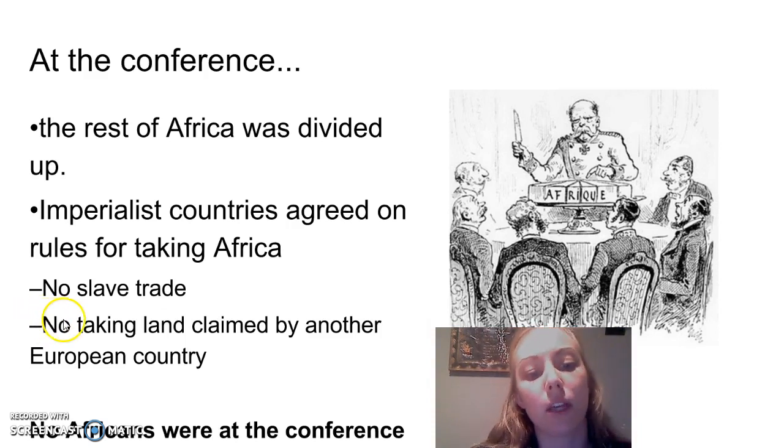The other rule was that there was no taking of land once another European country claimed it. So if I'm Britain and I claim Kenya, then Belgium and France and Germany have to stay away. They can't take it. The big thing here, too, was that there were no Africans present at the conference. So African people had absolutely no say in who took their land. It was just European countries dividing it up, kind of like our political cartoon over here, like how it was just cut like a cake, basically, and the Africans had no say.